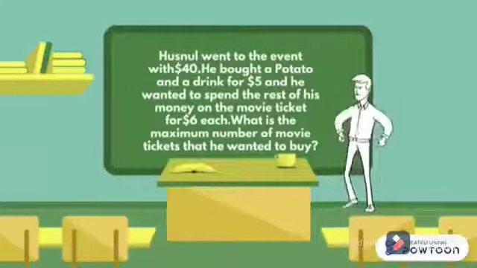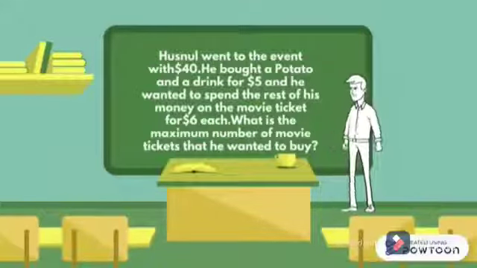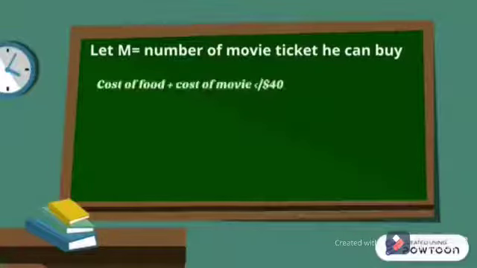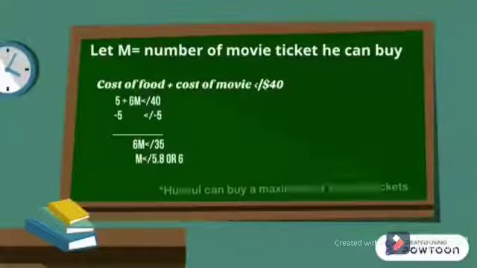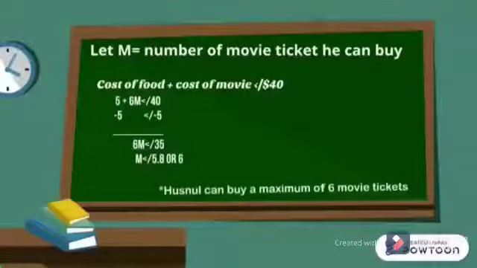The way that can be used to get the solution to this problem is we need to use "let" in our calculation. Let M refer to the number of movie tickets. Cost of food plus cost of movies will be less than $40. After solving the calculation, we find out that Husnul can spend the rest of his money on a maximum of 6 movie tickets.